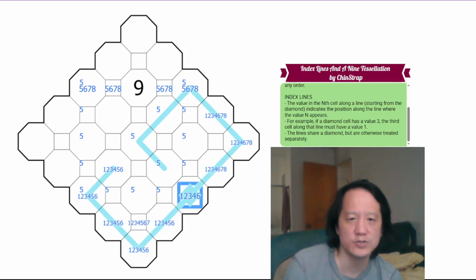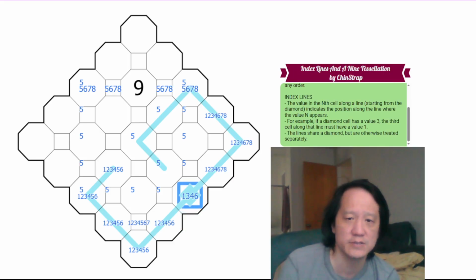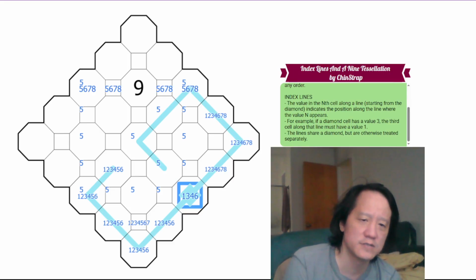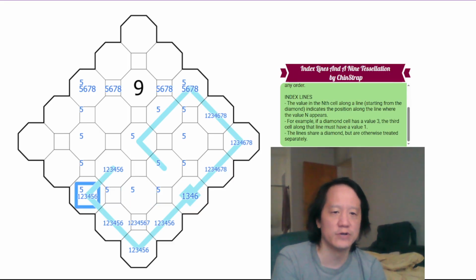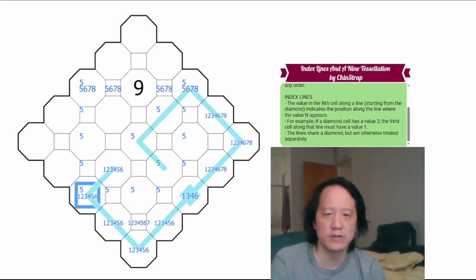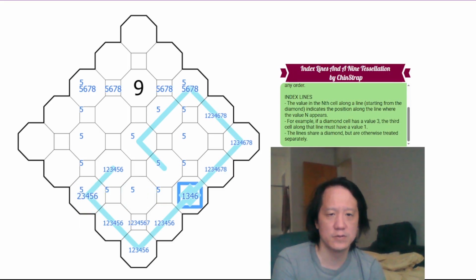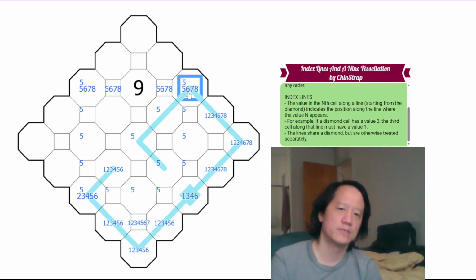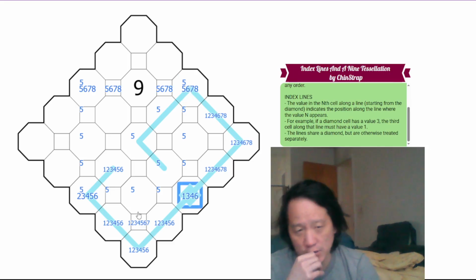So this cannot be 2. What happens if it's 6? 6 isn't great either. This can't be 1. Cannot be 1, because 1 cannot be in the 5th spot here. Because it can't be here, right? If there's 5, that would be 1, 2, 3, 1, 2, 3, 4, 5. So 1 would have to be there, but that's not possible. So that doesn't work.